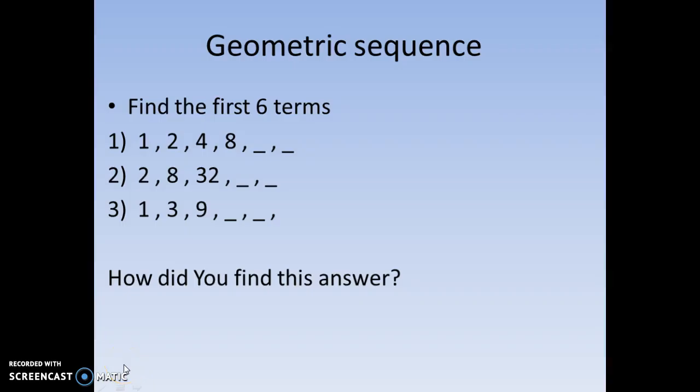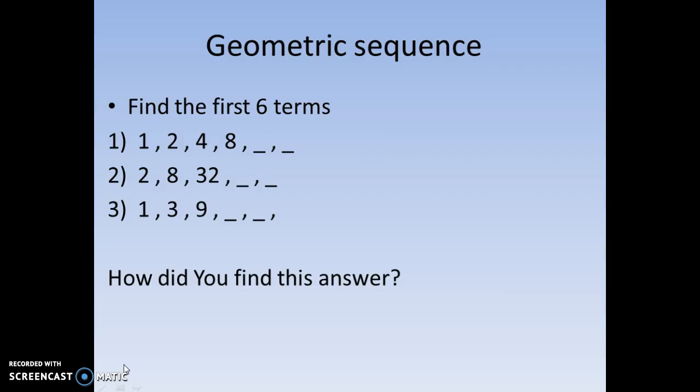Hey class, so today we're going to learn about geometric sequences, so we're going to try a couple of practice questions to see how we do this. First we want to find the first couple of terms. So let's look at number 1. It starts with 1, then it goes 2, then 4, then 8. What pattern do you notice?